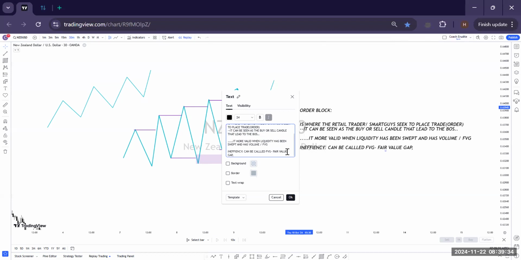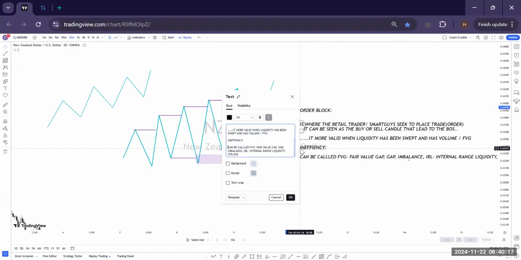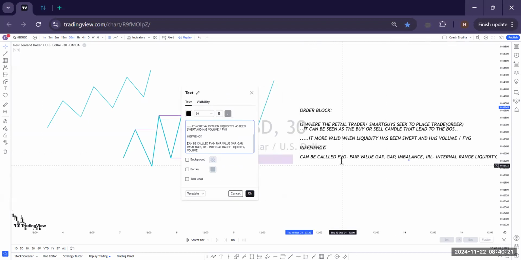You can call it a gap. You can call it imbalance. You can call it IRL, it's still the same thing, internal range liquidity. What other name can we give it? We can call it volume. So we are good. Let me break it down. Inefficiency can be called a fair value gap.